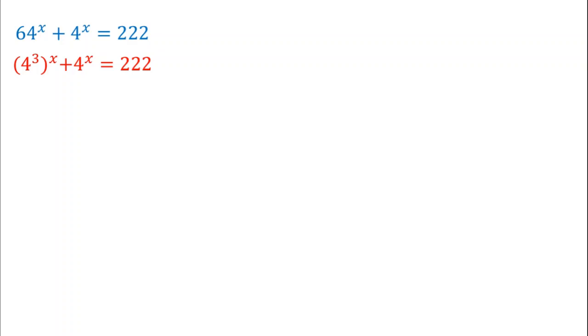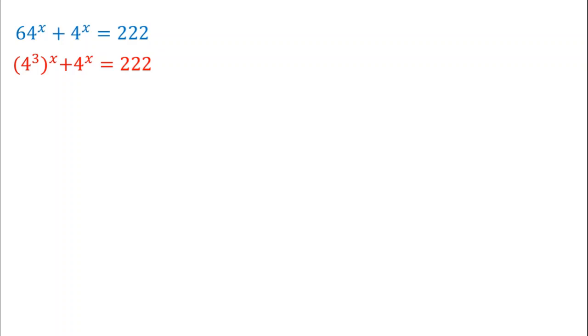And so first thing, which may or may not be obvious, is that 64 is also a power of 4. In order to simplify some of our terms, we can rewrite 64 as an exponent with the base of 4. So 64 is just going to be rewritten as 4 cubed, since 4 times 4 is 16, times 4 is 64. So now we have 4 cubed to the power of x plus 4 to the x is equal to 222.